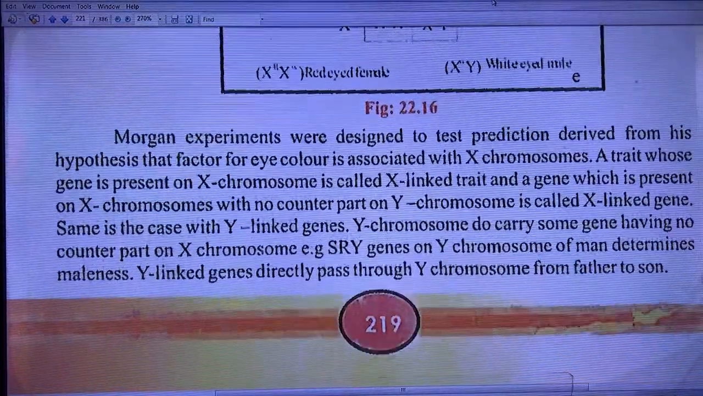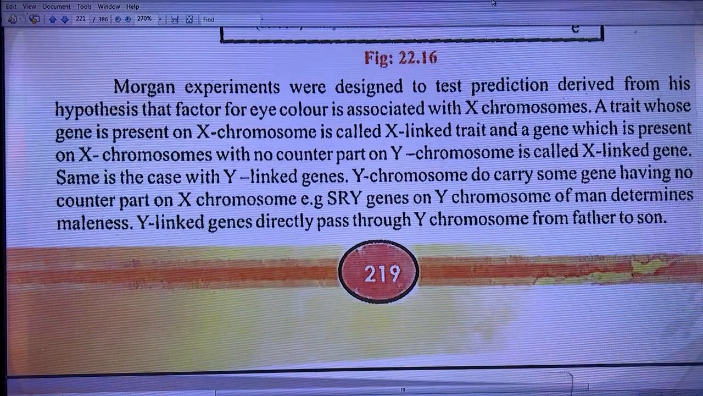Morgan's experiments were designed to test his hypothesis that the factor for eye color is associated with the X chromosome. A trait whose gene is present on the X chromosome is called an X-linked trait, and a gene which is present on the X chromosome with no counterpart on the Y chromosome is called an X-linked gene. Same is the case with Y-linked genes. The Y chromosome does carry some genes having no counterpart on the X chromosome. For example, the SRY gene on the Y chromosome of men determines maleness. Y-linked genes pass directly through the Y chromosome from father to son.